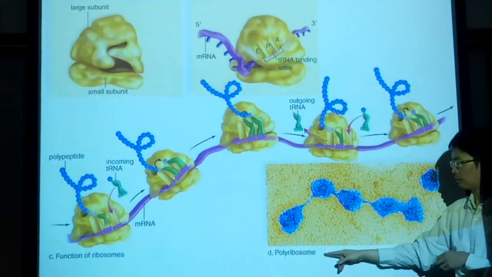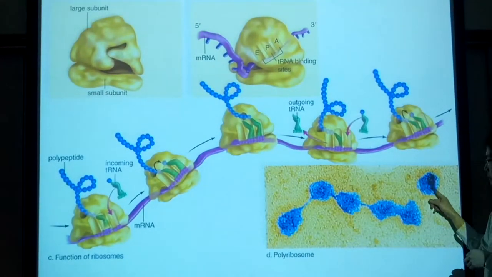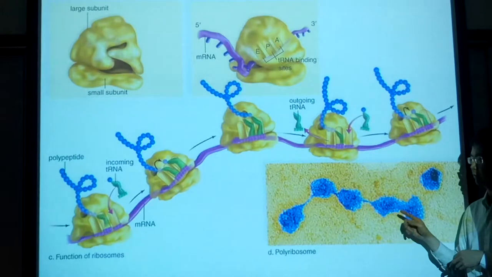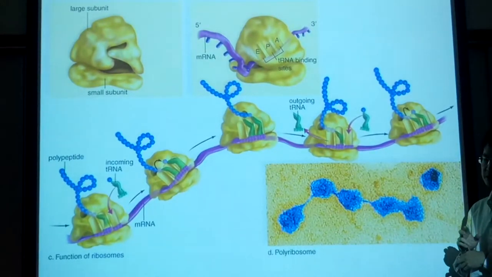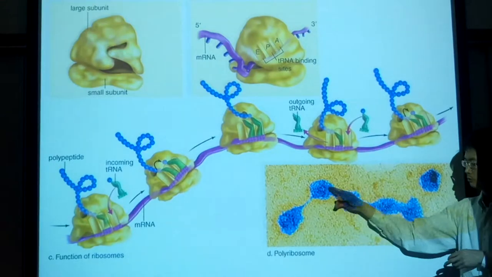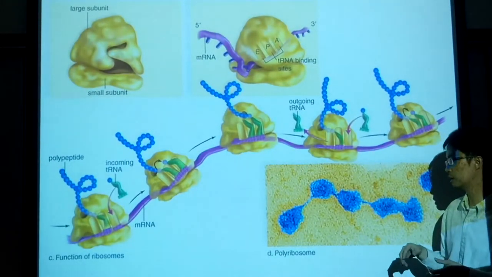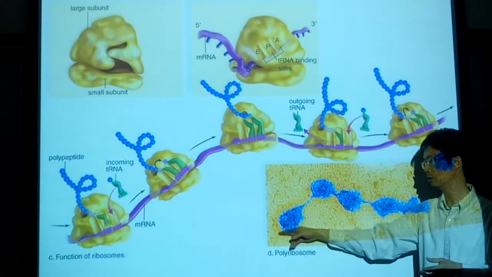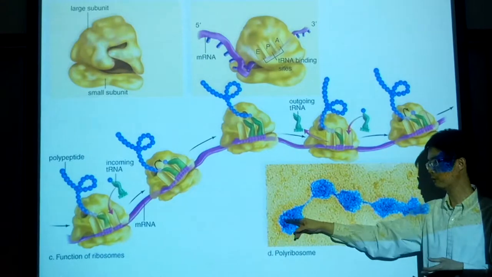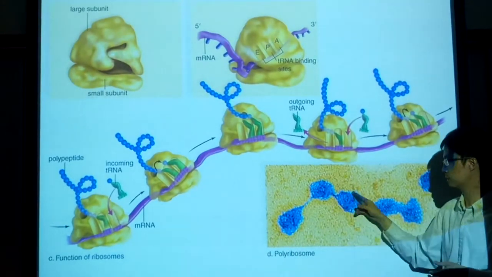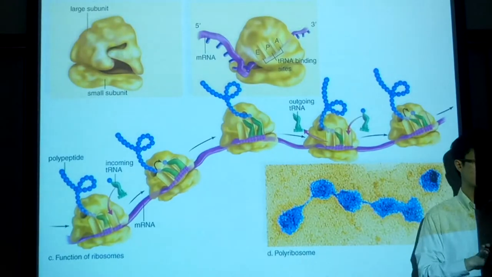And we call this polyribosome because on one strand of the messenger RNA, you have multiple ribosomes bound to it, so that each ribosome will simultaneously translate the messenger RNA into polypeptide. So you have a polypeptide here, here, here, and here. So they will do the translation simultaneously.